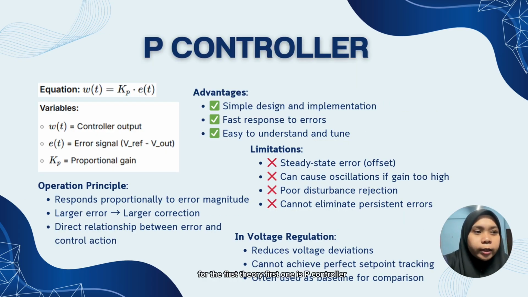For the first theory, the first one is the P controller. The equation is u(t) = Kp e(t), where u(t) is the controller output, e(t) is the error signal, and Kp is the proportional gain. The P controller responds proportionally to error magnitude. Its advantages are simple design and fast response. Its limitations include steady state error and potential oscillation if Kp is too high.